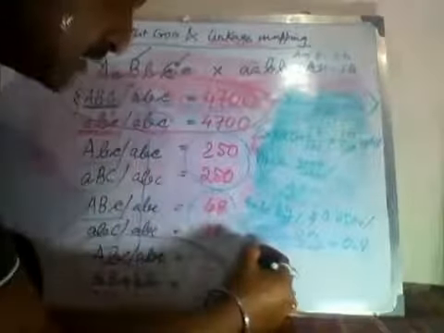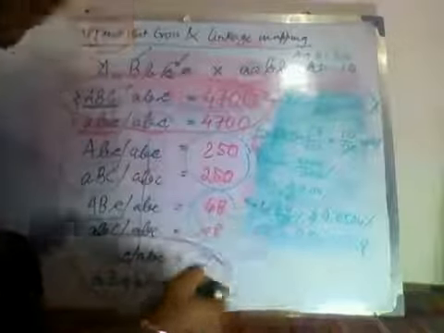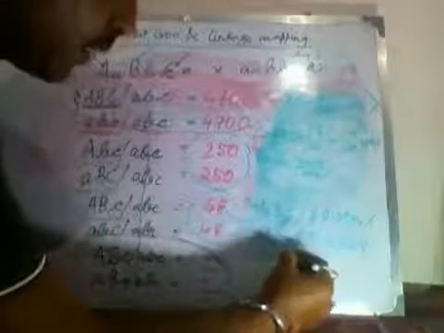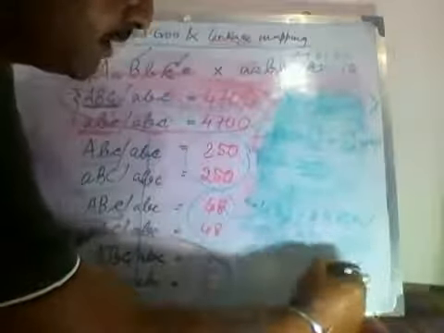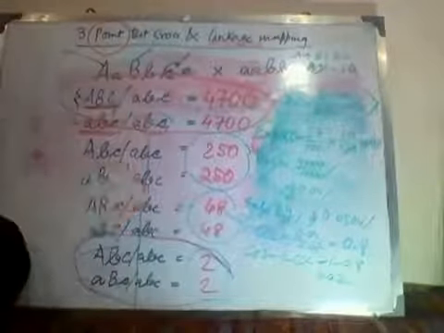So what is COI, the coefficient of interference? How much interference is there? 1 minus COC means 1 minus 0.8 equals 0.2, right? So this much you will have to deduce from this 3-point test cross and linkage mapping data.